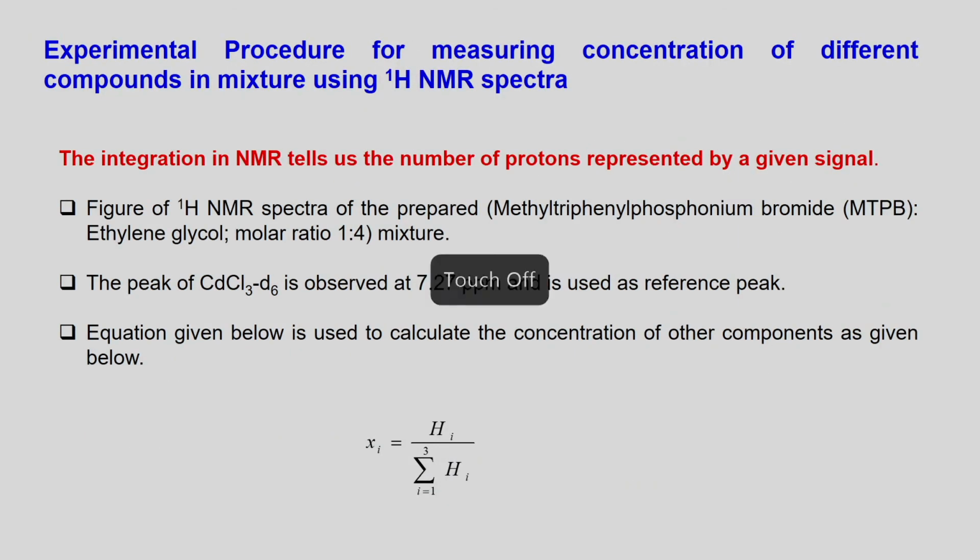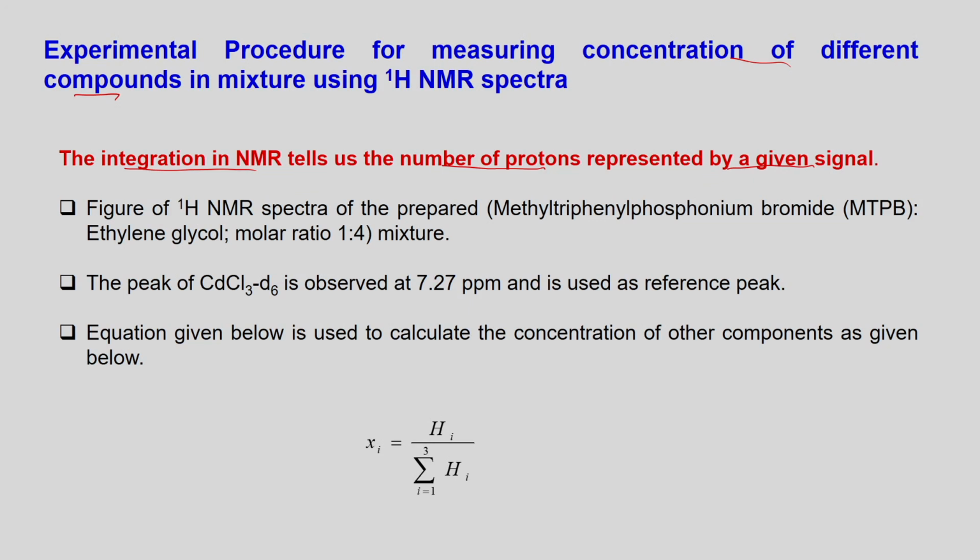So, now if you get that type of spectra and you know what compounds are present in it, how can we measure the concentration of different compounds? See, what happens is the integration of NMR, as I have just explained, tells us the number of protons represented by a given signal. The figure of the earlier HNMR spectra, I will just show you in the next slide.